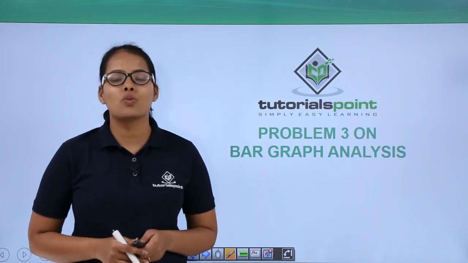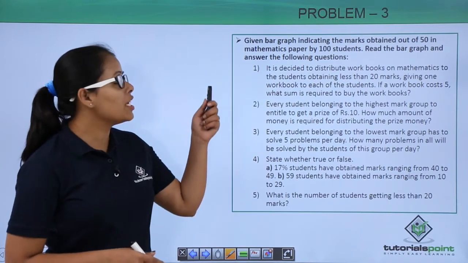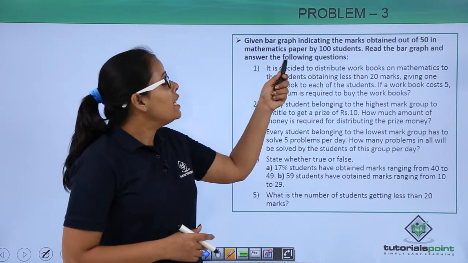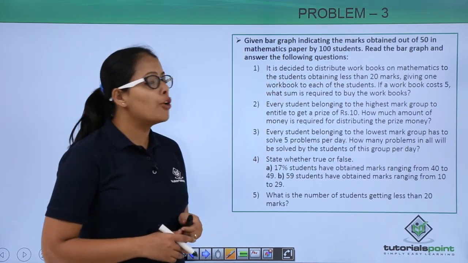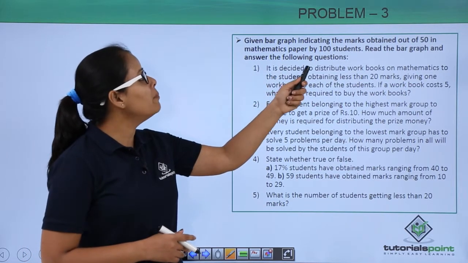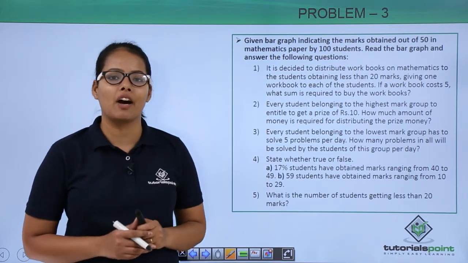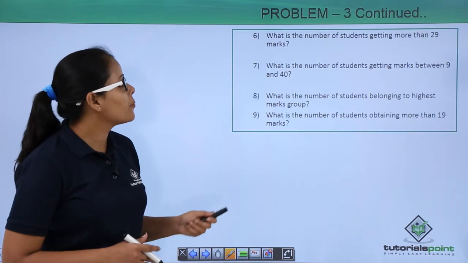Hey guys, let's do some more bar graph analysis. In this problem, it says given bar graph indicating the marks obtained out of 50 in a mathematics paper by 100 students, read the bar graph and you need to answer the following questions belonging to that bar graph. So let's see the bar graph first.